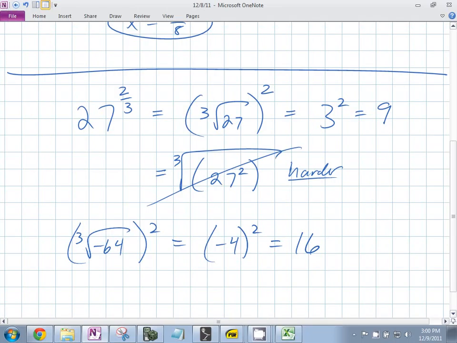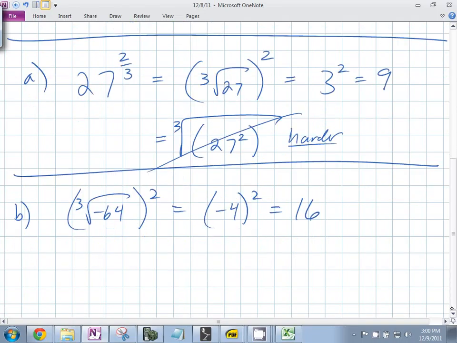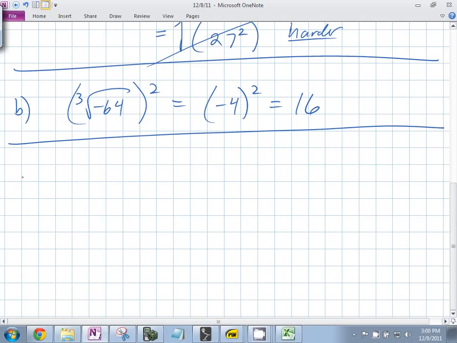This is the next question. This was A, this is B. It's a different question. It's right there. What times itself 3 times is negative 64? Negative 4. Yeah, exactly.